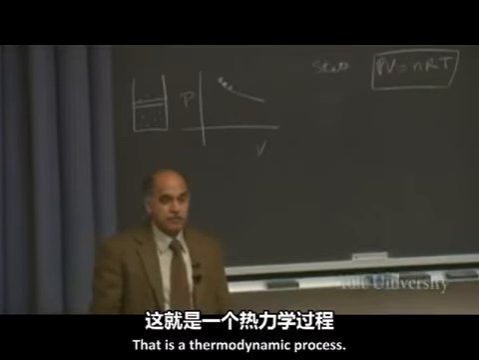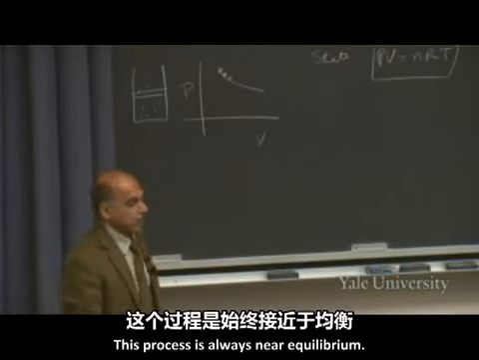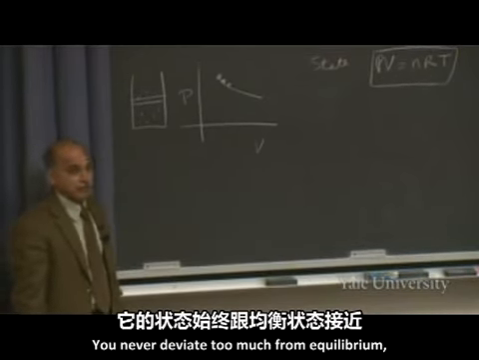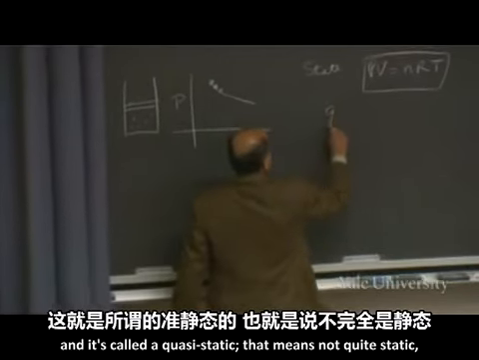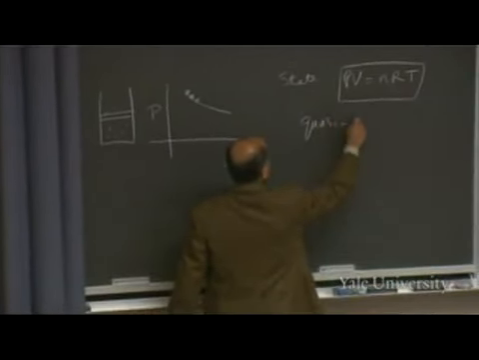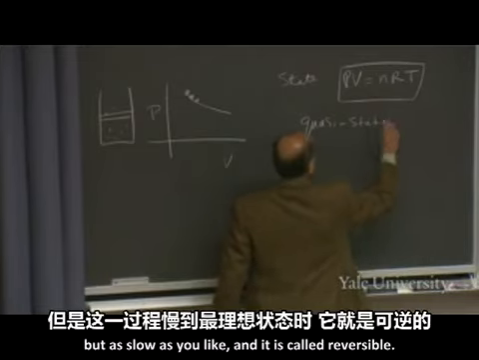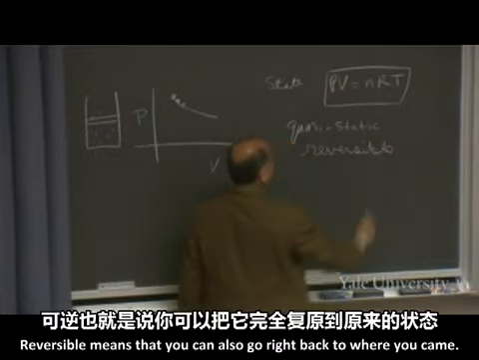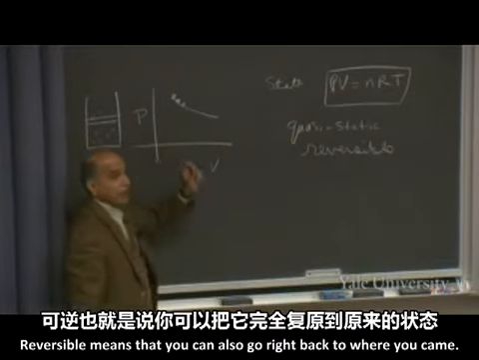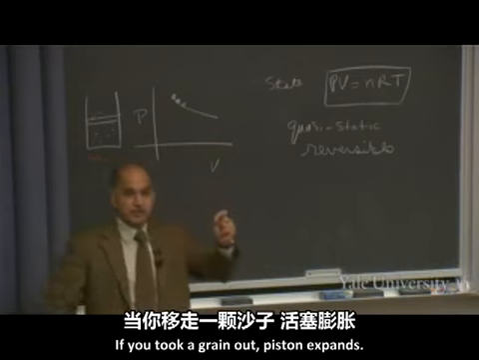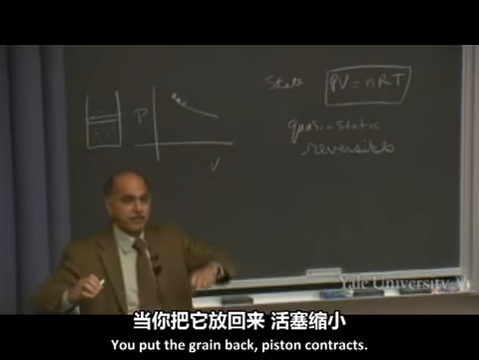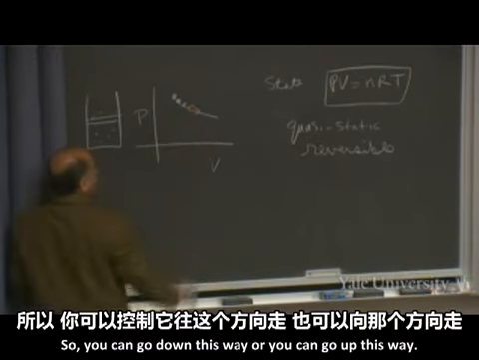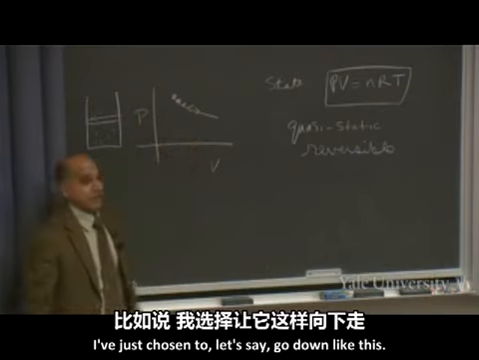That is a thermodynamic process. This process is always near equilibrium. You never disturb it too much from equilibrium, and it's called a quasi-static. That means not quite static, but as slow as you like, and it is called reversible. Reversible means that you can also go right back to where you came. If you took a grain out, piston expands. You put the grain back, piston contracts. So you can go down this way, or you can go up this way. I've just chosen to, let's say, go down like this.